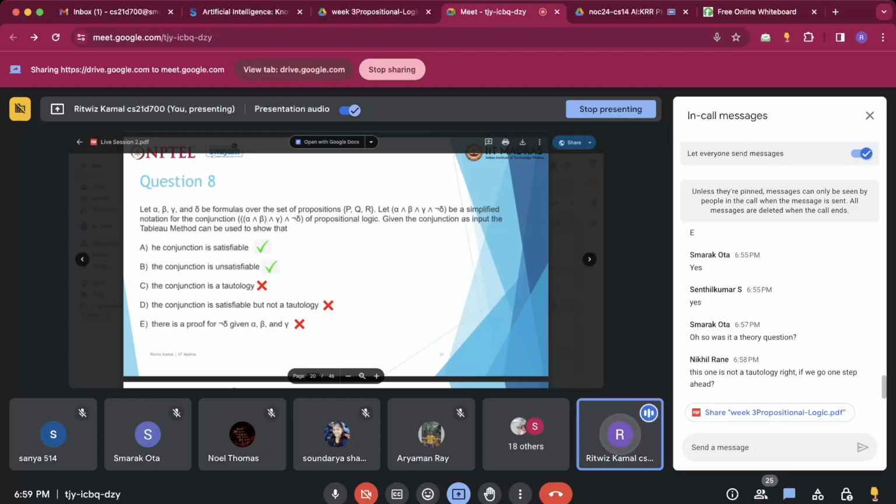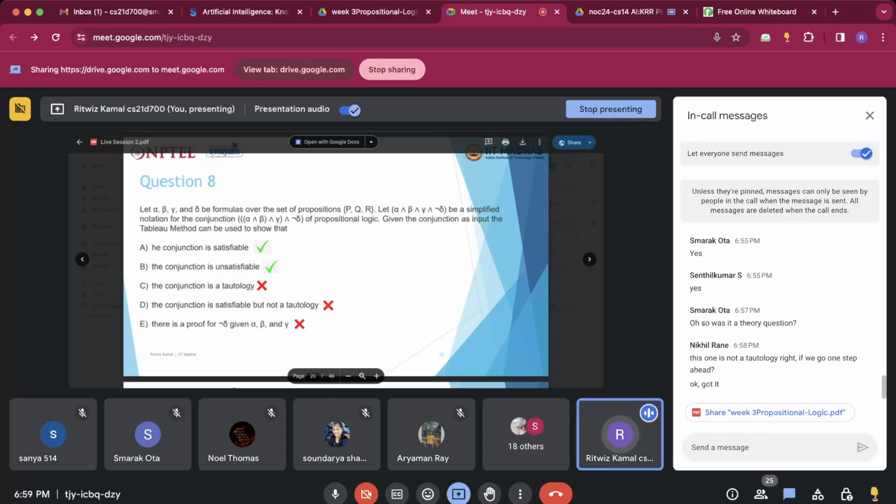So Nikhil, we cannot say that. This conjunction can be anything. We have said that alpha, beta, gamma, and delta are formulas over the propositional logic, over the propositions P, Q, and R. So they could be anything. They could be P and R, P implies R, P implies Q. This is a generalized question in a way. If you are given the exact formulas that alpha, beta, gamma, and delta represent, then we can arrive at a particular answer, whether it is satisfiable, unsatisfiable, or a tautology.